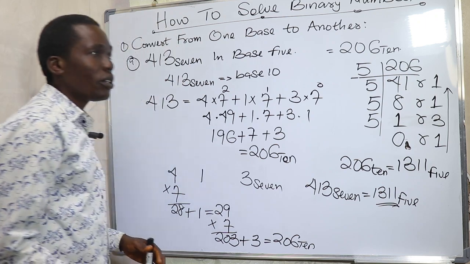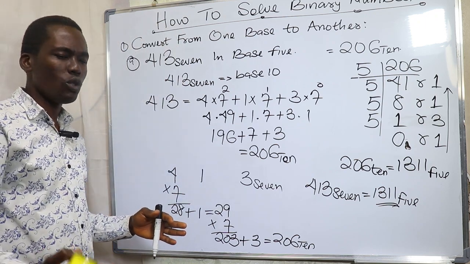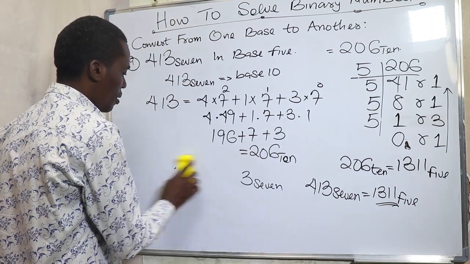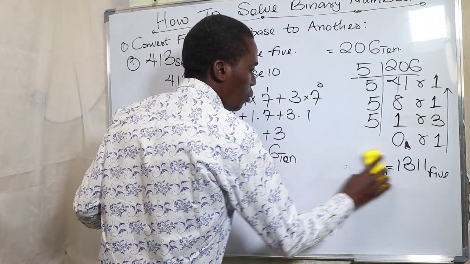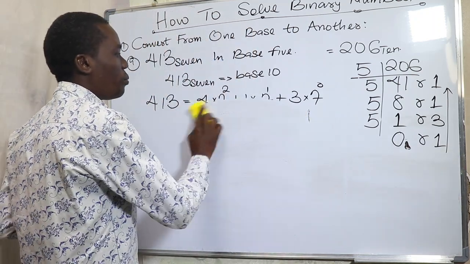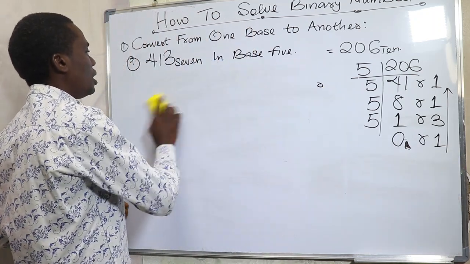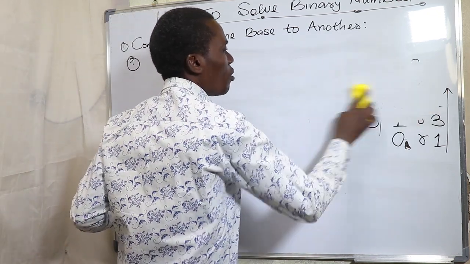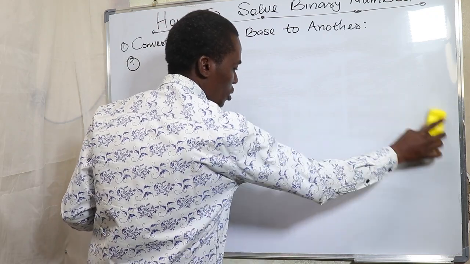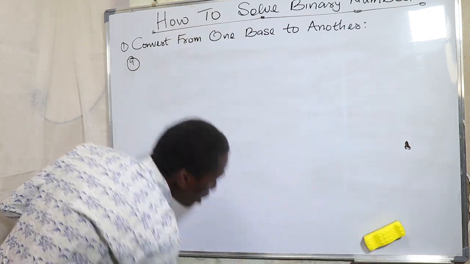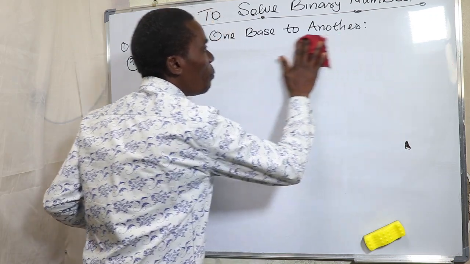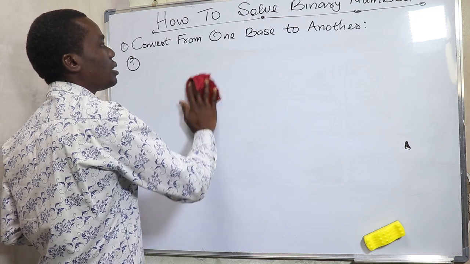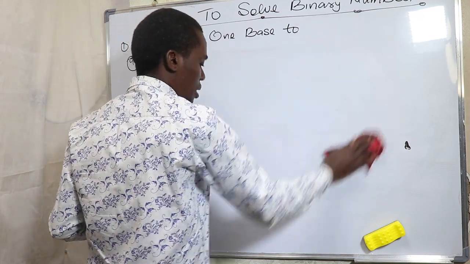Now let's look at another way how we can convert from one base to base 10. These are aspects you'll be taught in school, but before then you should have mastered this with various other questions you will be required to solve in binary numbers. If we check the second example, we're going to look at how you convert from one base to base 10.